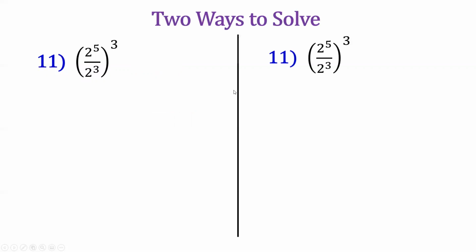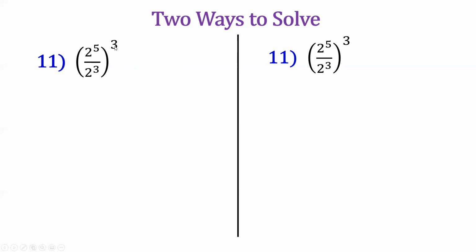Next one we'll look at is number 11, and this one actually has two different ways you can solve it. So I'll go ahead and go over both ways. The first way you can do this problem is by using the power rule first. So I notice that I have parentheses around the whole thing. So this exponent 3 is being attached to everything. It's being attached to the numerator, and it's being attached to the denominator. So I have to make sure I distribute it to both pieces.